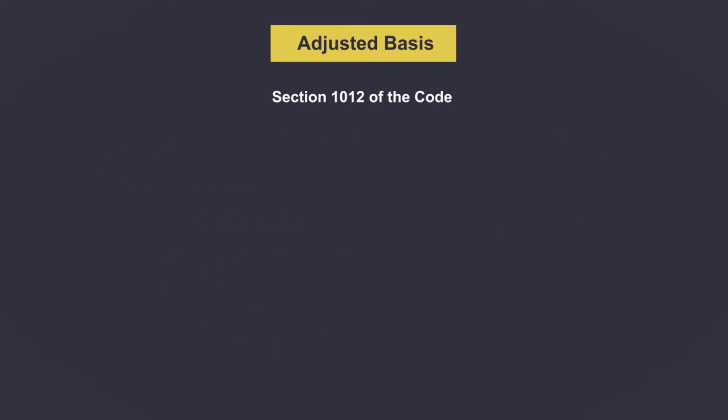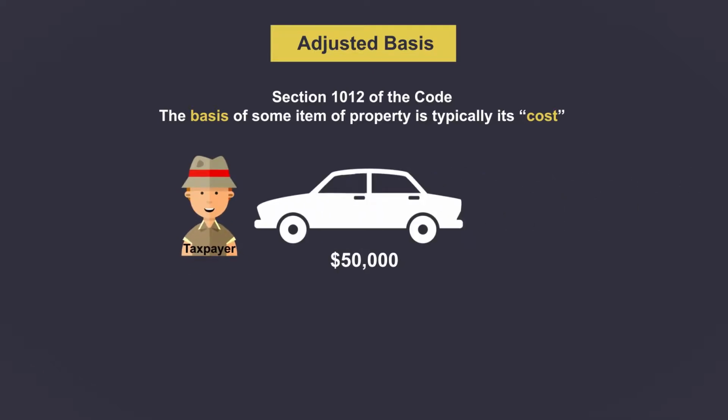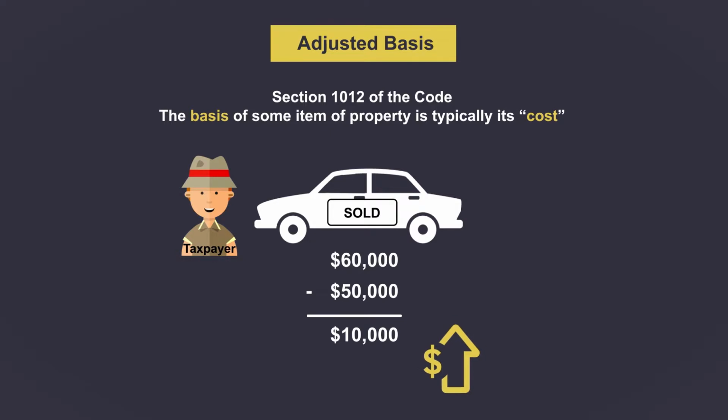Section 1012 of the Internal Revenue Code provides that the basis of some item of property is typically its cost. If a taxpayer buys a car for $50,000, then his basis in the car is $50,000. If the taxpayer later sells the car for $60,000 in cash, then he has a $10,000 gain: $60,000 amount realized, less $50,000 in adjusted basis, assuming that there were no adjustments to the original cost basis.